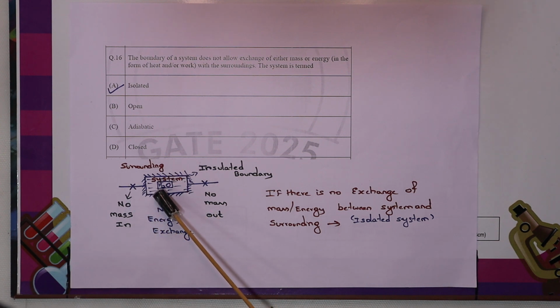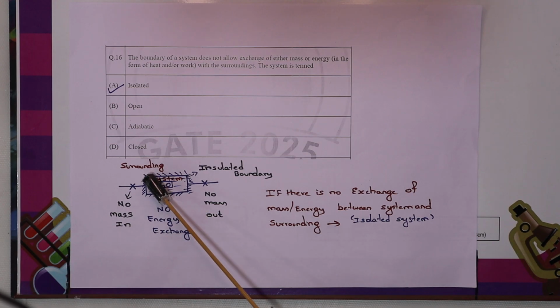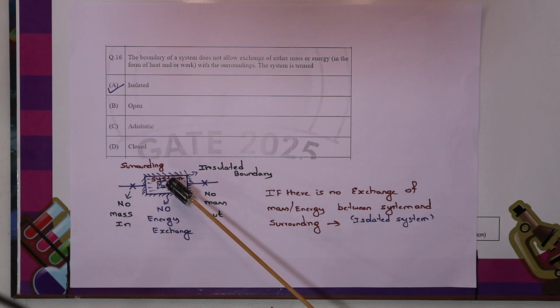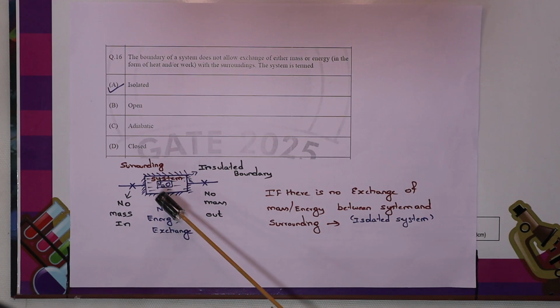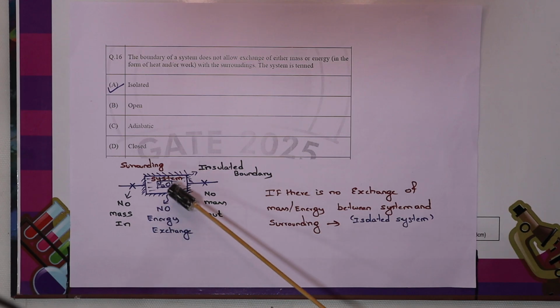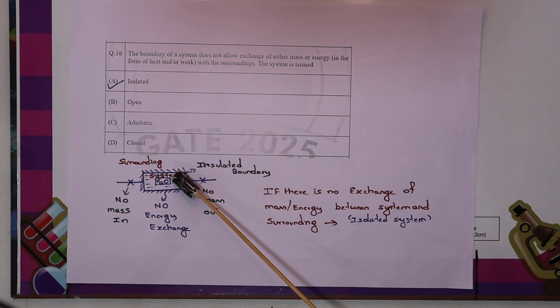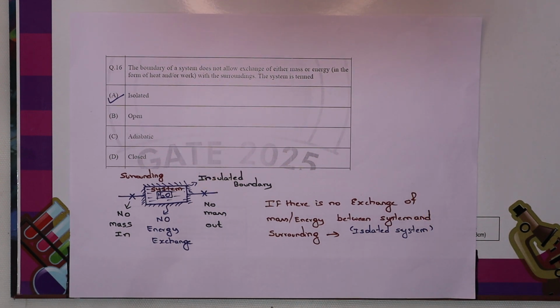There is no water flowing into this system. There is no water flowing outside the system, and the boundary is also insulated so that no heat can go into the container and no heat can come out of the container. That means neither mass nor energy is going in or out. In such a system, it is termed an isolated system. Okay. Let us move to the next question.